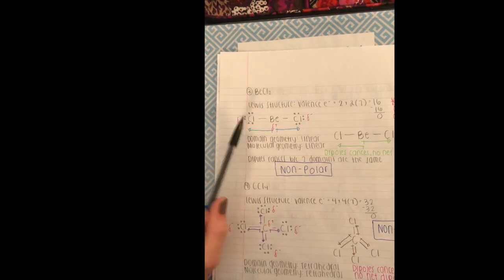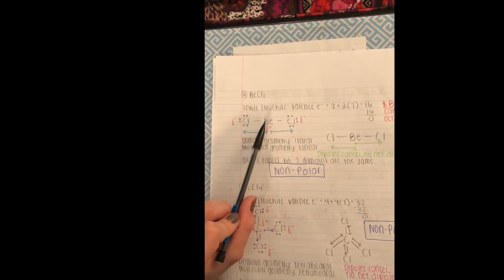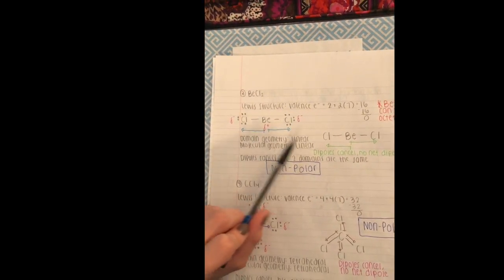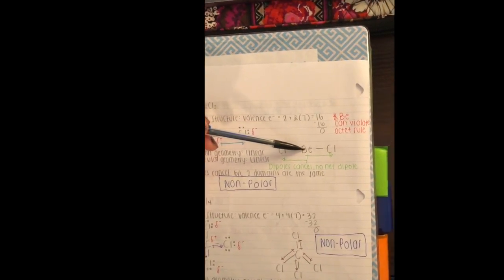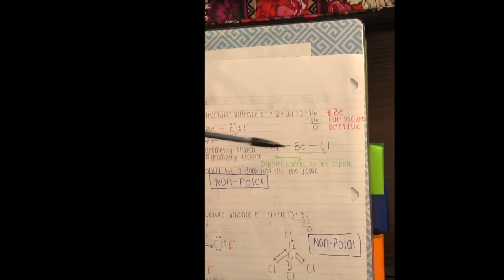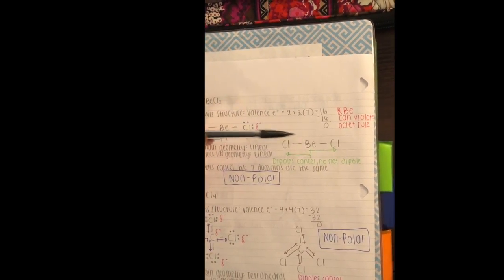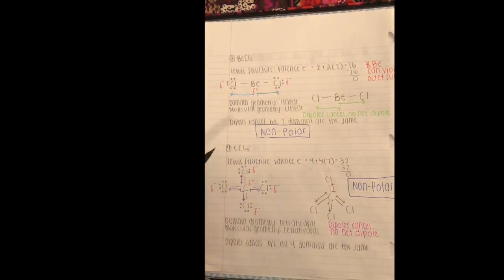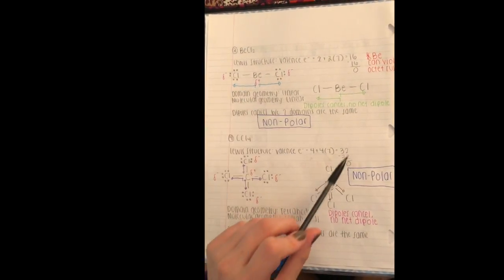We're going to count the domains, 1, 2, so its domain geometry is linear, and since it also does not have any non-bonding pairs, the molecular geometry is also linear. So we're going to come over here and draw it. The dipoles cancel, so there's no net dipole, and the dipoles cancel because the two domains are the same. So BeCl2 is nonpolar. For the fourth molecule, CCl4, we have to figure out the valence electrons, which is 32.